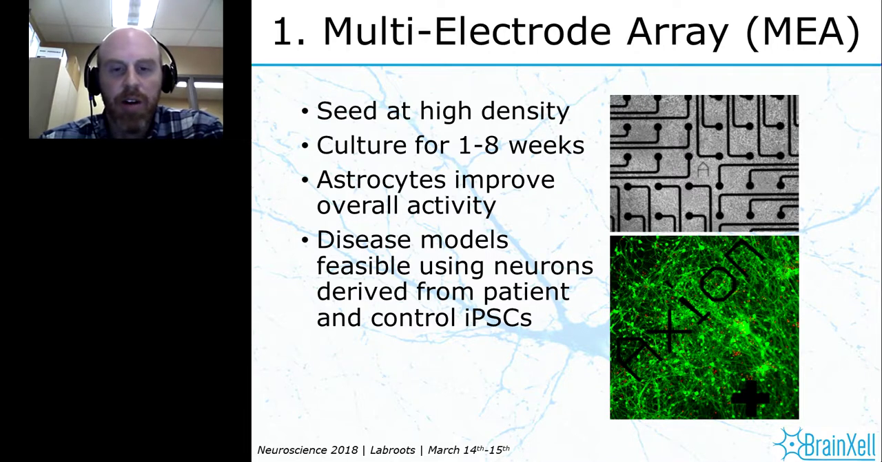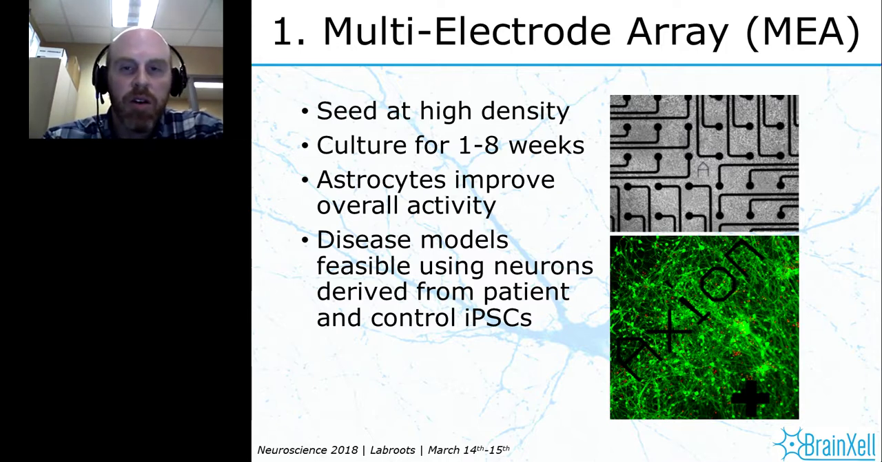You can see that one of our collaborators works with Axion, obviously, and they're a reputable supplier for this kind of technology. In general, to run these kinds of experiments, the neurons are seeded at very high density, and they may be cultured for relatively long periods of time. Although in several of our experiments, we've seen activity that's coming up at about a week. So some of these experiments can be run relatively early as well. Astrocytes in general improve the activity of these cultures, although they don't need to be run with astrocytes.